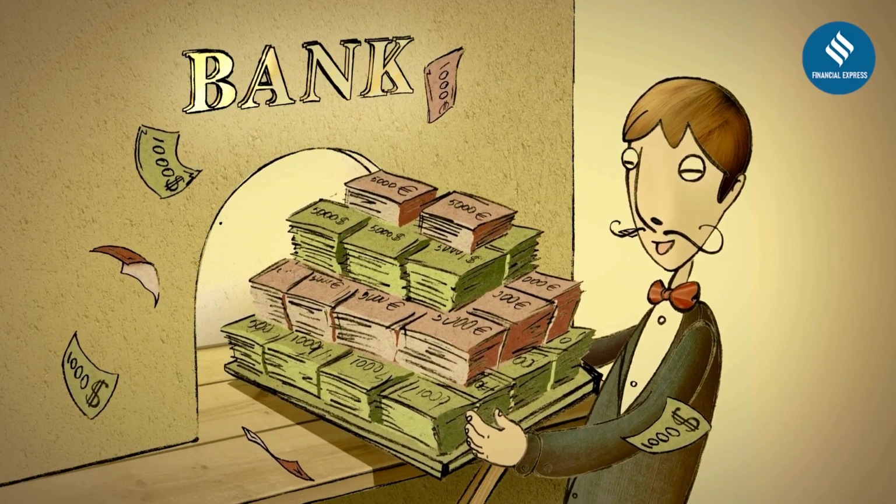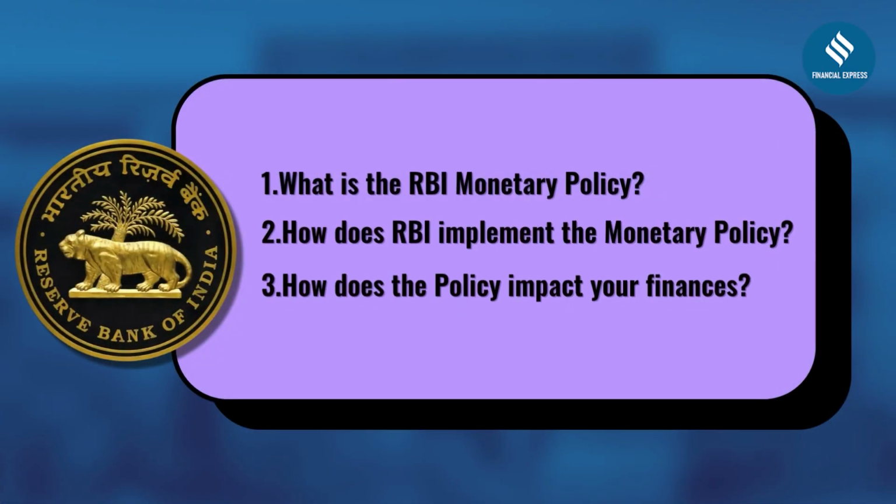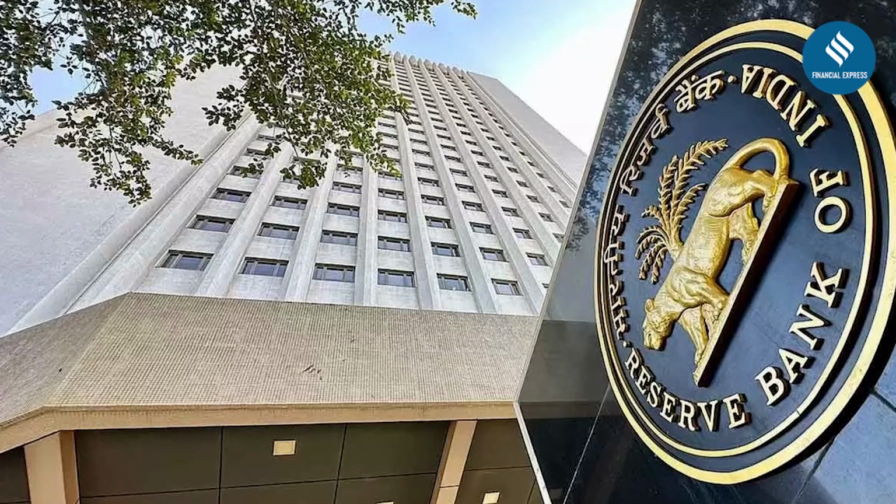So, this explainer is in 3 parts. 1. What does the monetary policy do? 2. How is it implemented? And 3. What does it mean for you? Okay, so what exactly does the RBI's monetary policy do? Here's a very broad overview just to put things in perspective.